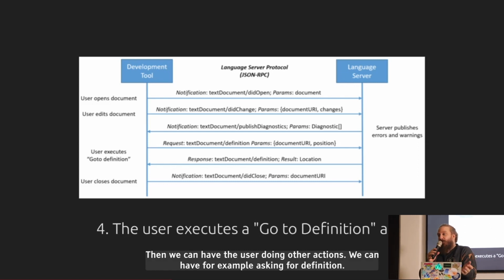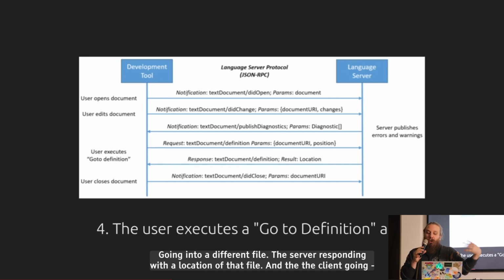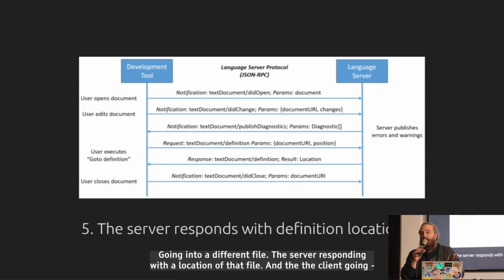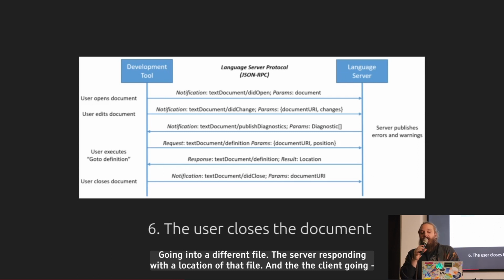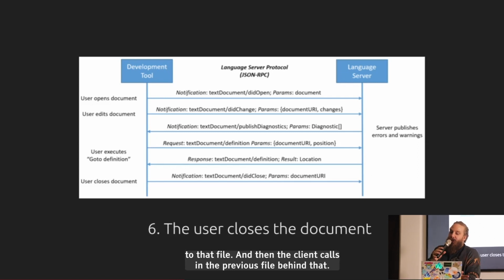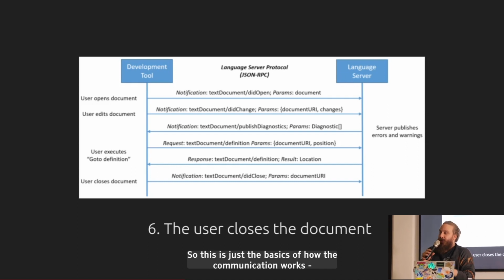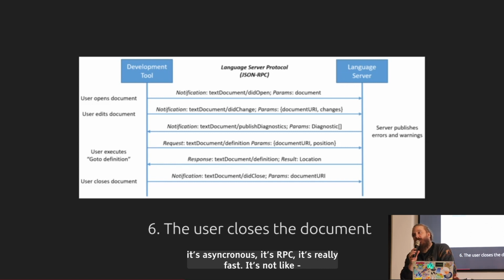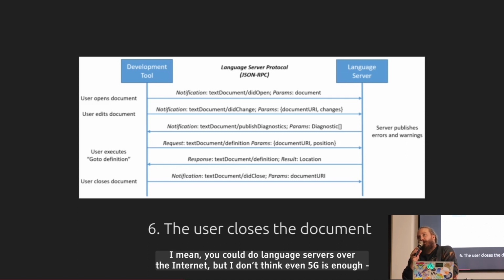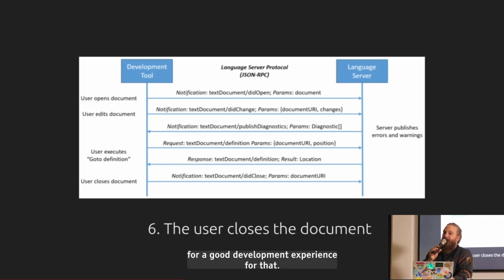Then we can have the user doing other actions. We can have, for example, asking for a definition in a different file, the server responding with the location of that file, and then the client going to that file and closing the previous file behind them. So this is just the basics of how the communication works. It's asynchronous, it's RPC, it's really fast, it's not over the internet, it's through the wire on the same computer. I mean, you could do language servers over the internet, but I don't think even 5G is enough for a good development experience for that.